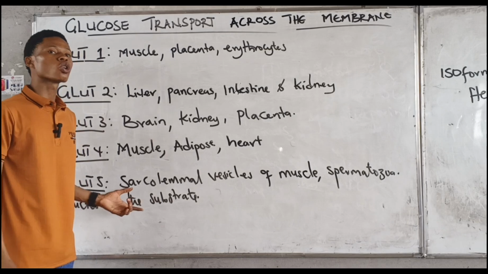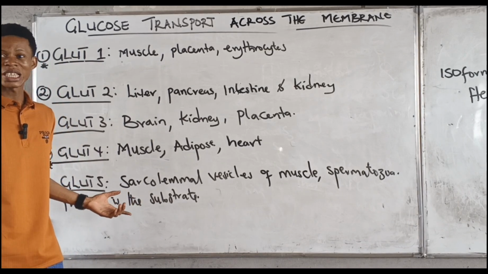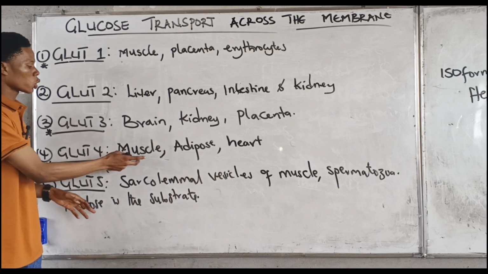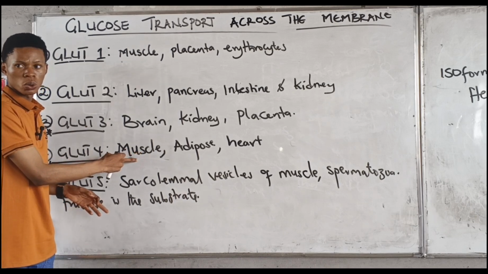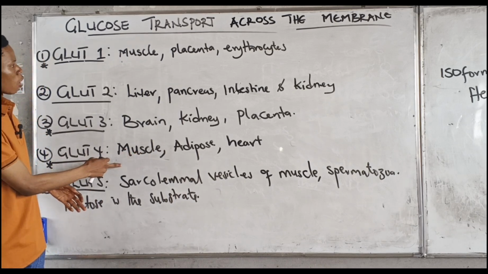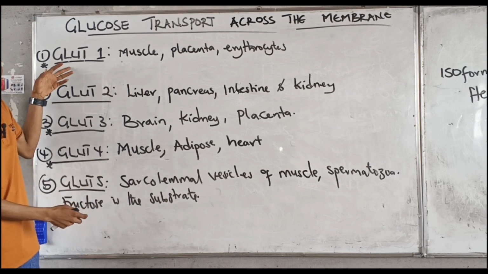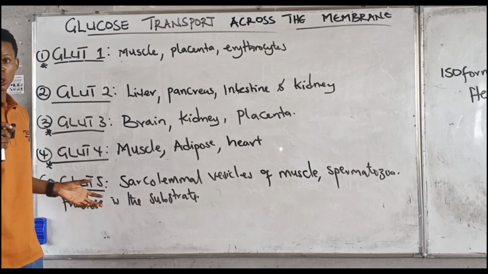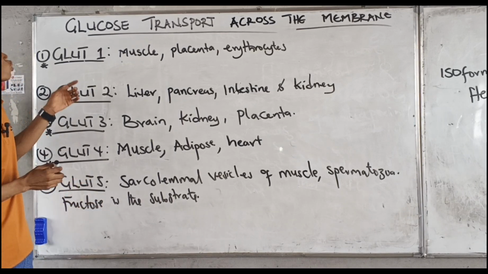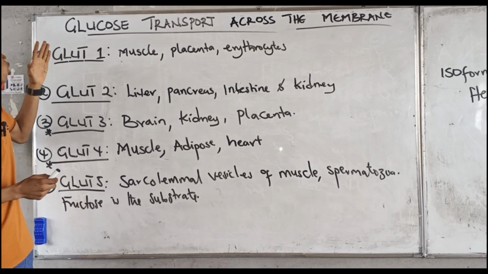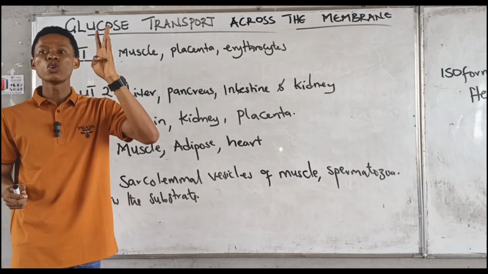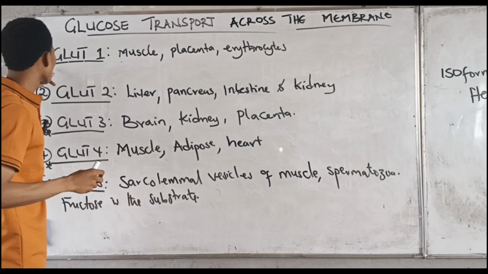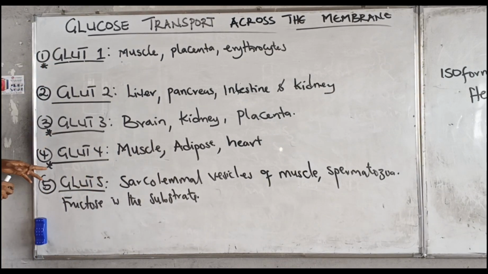And the substrate here is not glucose. What is GLUT5 transporting here? Fructose. There are other glucose transporters found in the muscle, like GLUT4, and which other one? GLUT1. But they are transporting glucose mainly. But GLUT5, what is it transporting? Fructose. Now, you take note that the 3 main glucose transporters that have high affinity are GLUT1, GLUT3, and GLUT4.